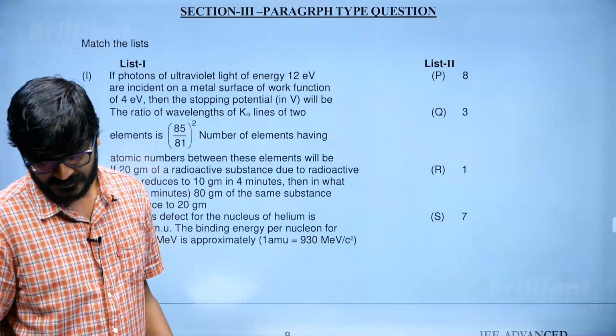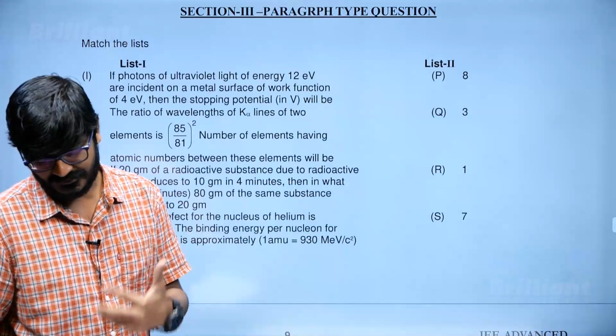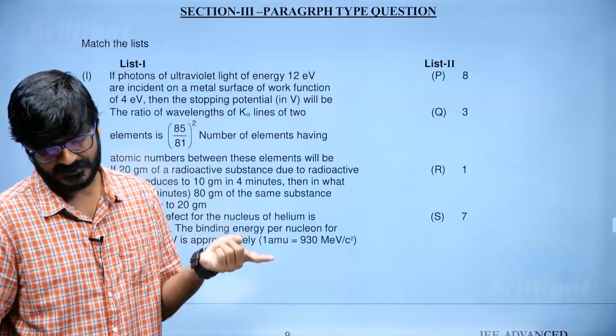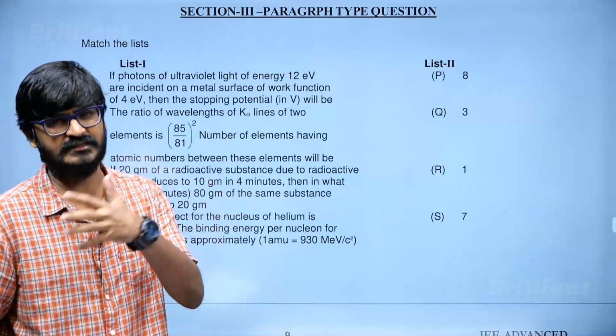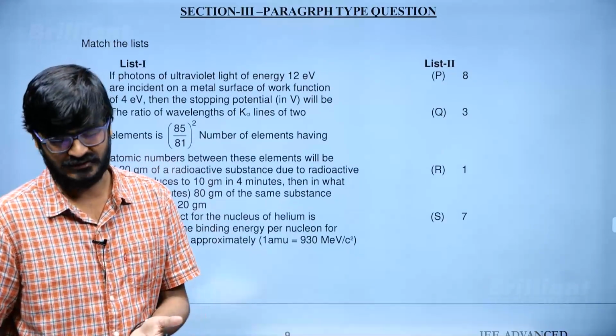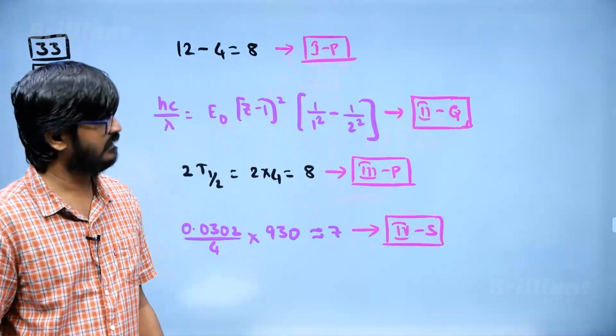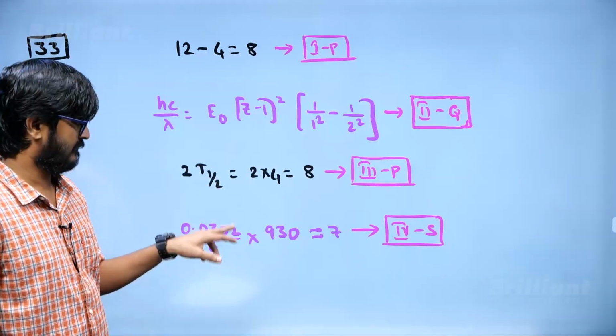What about the next one? Mass defect of nucleus of helium is given. Helium, there will be 4 nucleons. So per each nucleon, how much is it going to be? 0.0302 by 4 into conversion is 930, right? So I think these are all direct only, by 4 into 9.